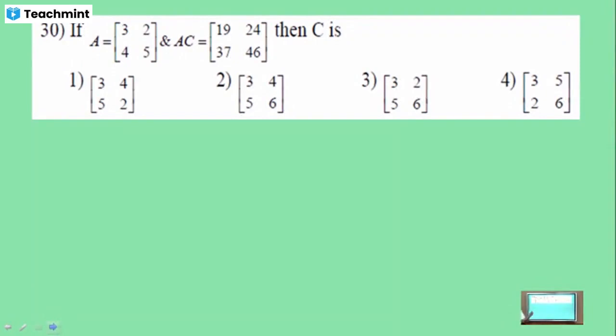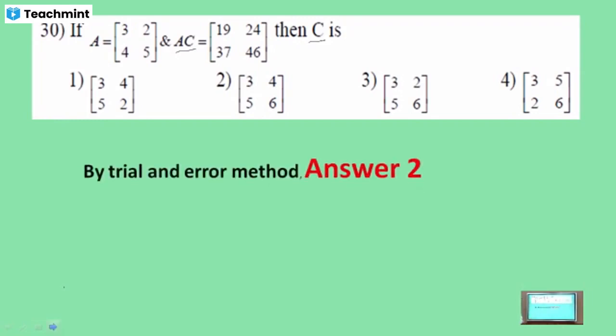A is given, AC is given, then I have to find what C is. You must know that to find C, I have to make use of either the inverse property or I can use the trial and error method also. ಈ ರೀತಿ ಕೊಟ್ಟಾಗ ನೀವು ಇನ್ವರ್ಸ್ ಗೆ ಹೋದ್ರೆ ಕೆಲಸ ಜಾಸ್ತಿ ಆಗುತ್ತೆ. ಆಗ better method is the trial and error method.